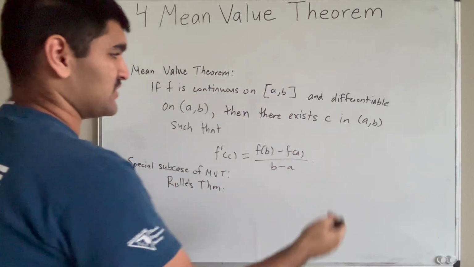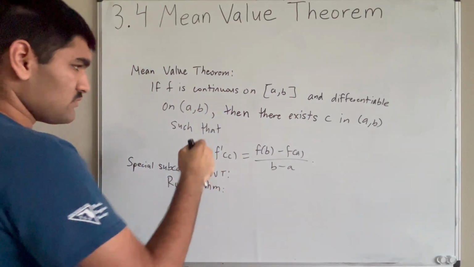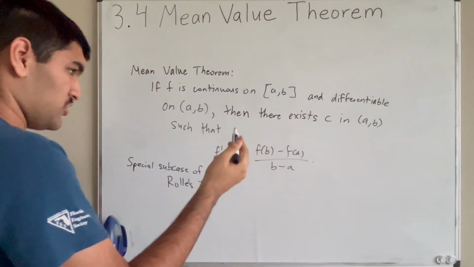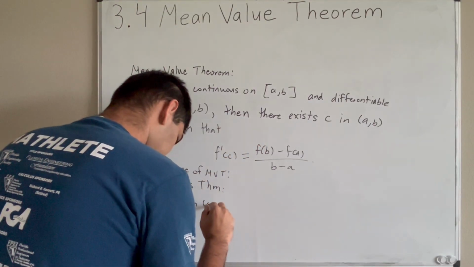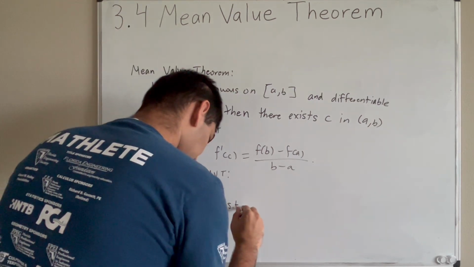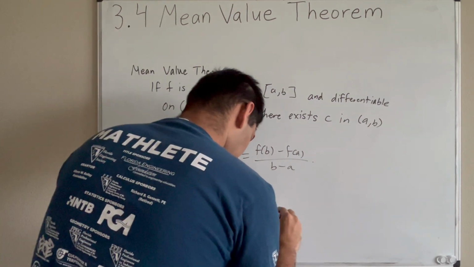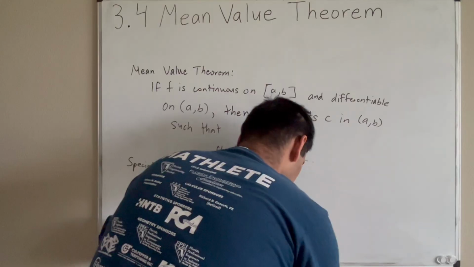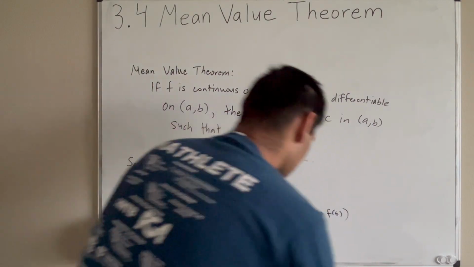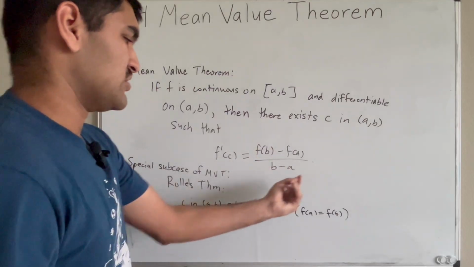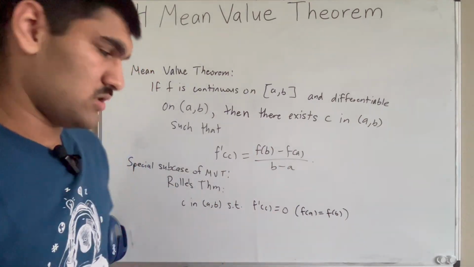So f must be continuous and differentiable. Then, if that's true, there exists a c in (a, b) such that f prime of c is equal to 0, right? So this is the case when f of a is equal to f of b in the mean value theorem, because then this whole fraction just goes to 0, so f prime of c is equal to 0.